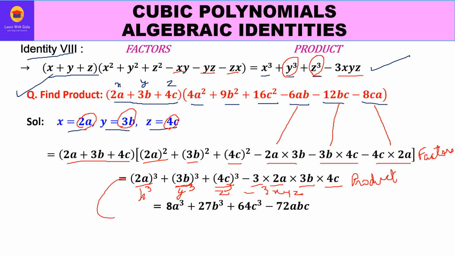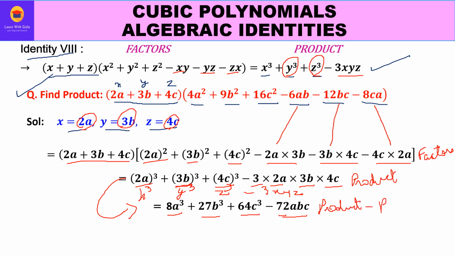Further, now you can simplify it a little bit. 2a whole cube means 2 cube and a cube, so 8a cube. 3b whole cube means 3 cube and b cube, so 27b cube. 4c whole cube means 64c cube. Then 3 into 2, 6. 6 into 3, 18. 18 into 4 is 72abc. So this is your final product which you have got, right?